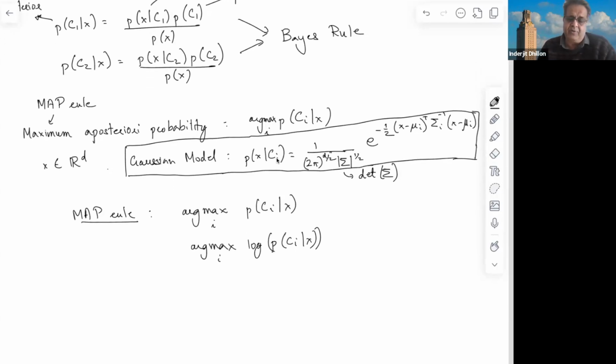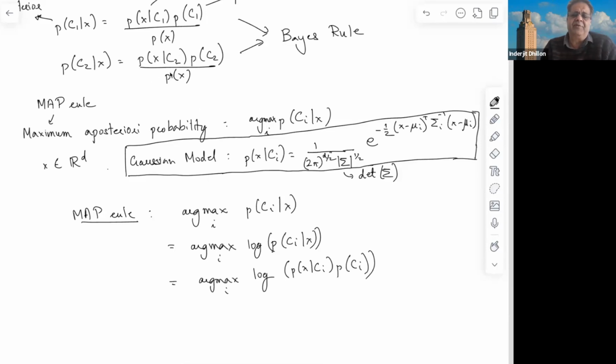So let me take the log, because obviously there is an exponential sitting over here. So it's a natural thing to do, okay? And then I expand it out by Bayes' rule, right? So I have log of, I basically use what is given over here, log of P of X given Ci times P of Ci.